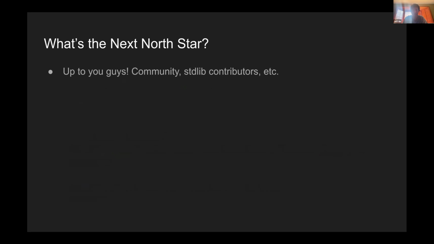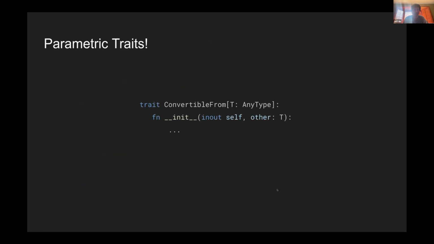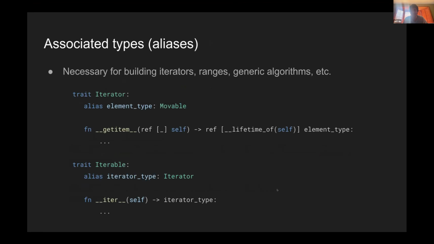And the major question here is what is the actual next North Star for generics? And really, it's up to you guys. It's up to the community, standard library contributors, and what the standard library is going to go for over the next couple of months. But I'll call out a couple of things I can speculate on based on what people have been saying. One is going to be associated types, or aliases in Mojo parlance. And I think that this is going to be really important for building out iterators or ranges and other kinds of generic algorithms, because you want to say, I have a collection trait that has an element type. I have an iterator trait that has an element type that it dereferences to. And then this would form the basis of any kind of generic algorithms that we would build.